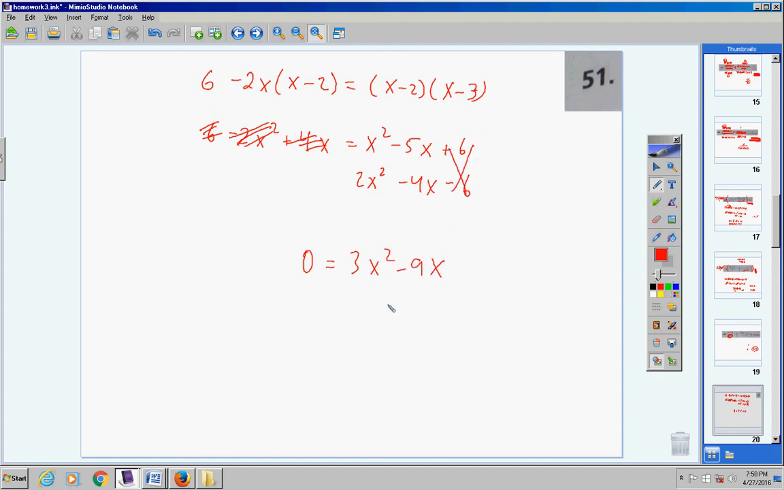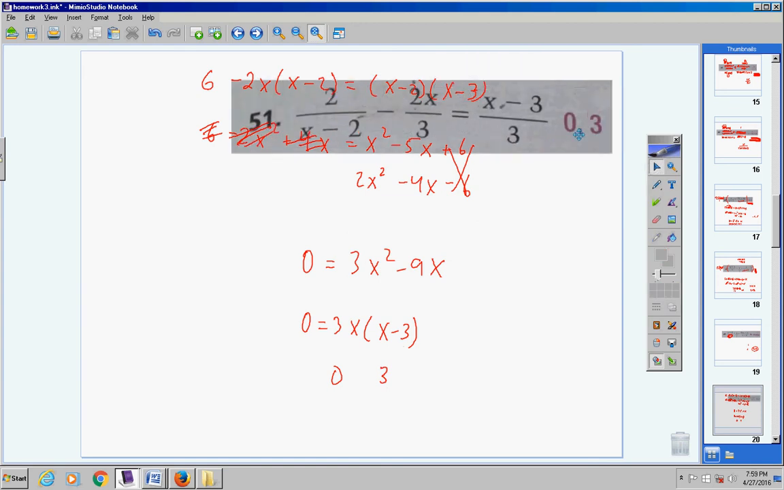Man, we can factor this so easily, guys. Pull out a 3x, and you're left with x negative 3. Take this group, set it equal to 0, and solve, and you get 0. Take this group, set it equal to 0, and solve, and you get 3. So your answer would be 0 and 3.